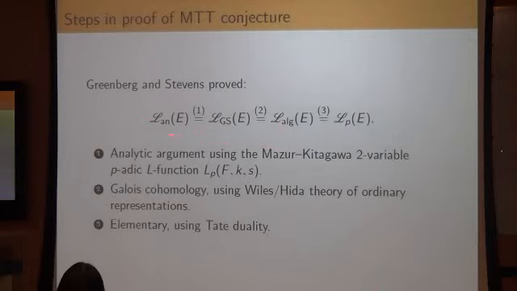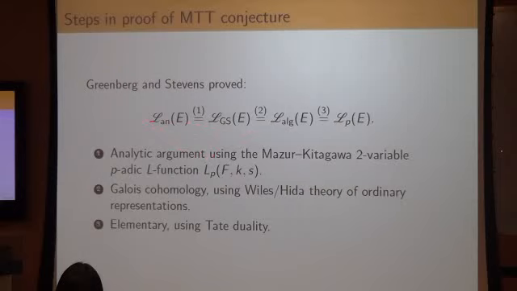They proved that both the analytic and the algebraic L-invariants were equal to this middle L-invariant that I defined, which I called the Greenberg-Stevens L-invariant. Okay, and this, along with the previous equality that I explained, completed the proof of the Mazur-Tate-Teitelbaum conjecture. So let me just explain briefly, in one sentence each, the steps, which are very intricate and very, very clever arguments.